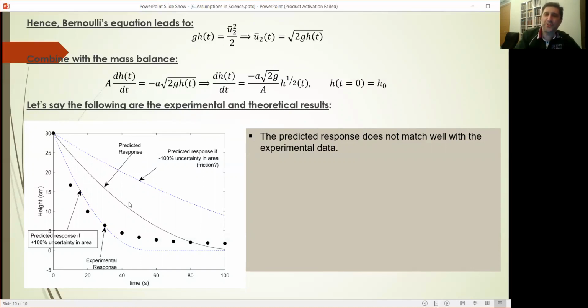Of course, this is a hypothetical situation, but assuming that I have made a 100% uncertainty in area values, I come up with these two solutions. I just increase this value that I found by 100%, and decrease it by 100%, and I solve this system again, dH over dt, using MATLAB, and I obtain these two solutions. So the question we would like to answer is whether this discrepancy may be due to an uncertainty in measurements because of some measurement error, or is there something else?